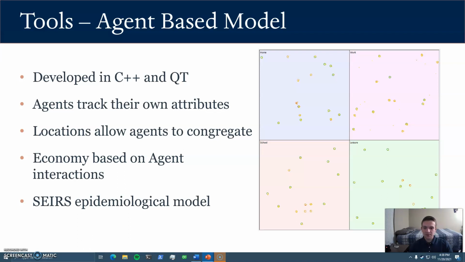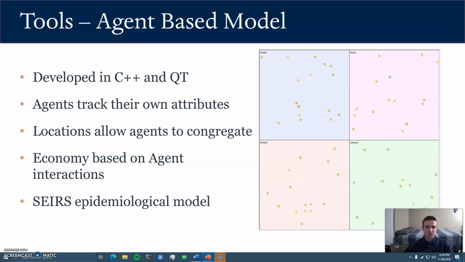And then additionally, I use the SEIRS epidemiological model. That stands for susceptible, exposed, infected, recovered, and then susceptible again. Basically, agents move through these stages linearly.